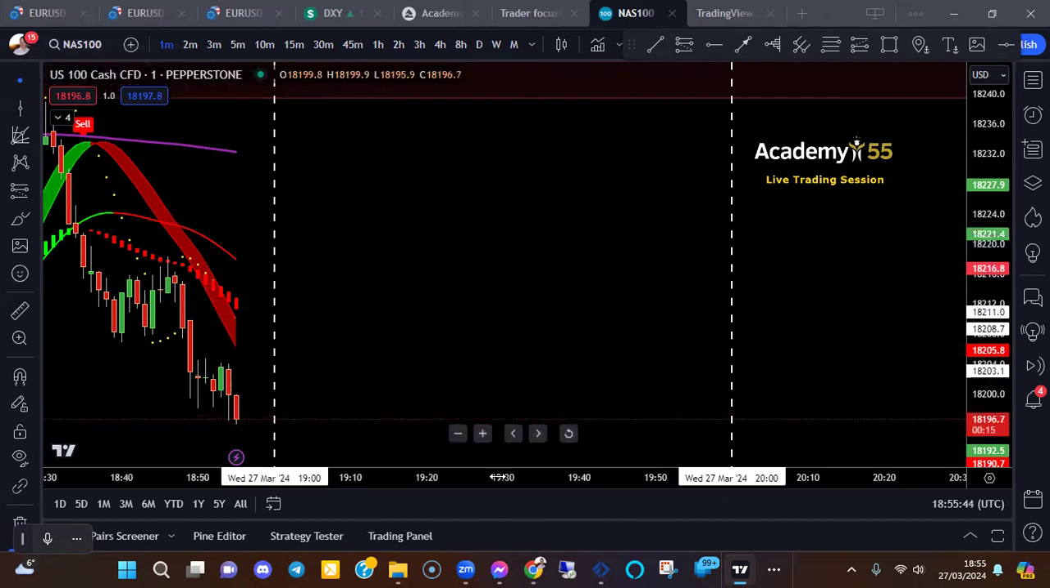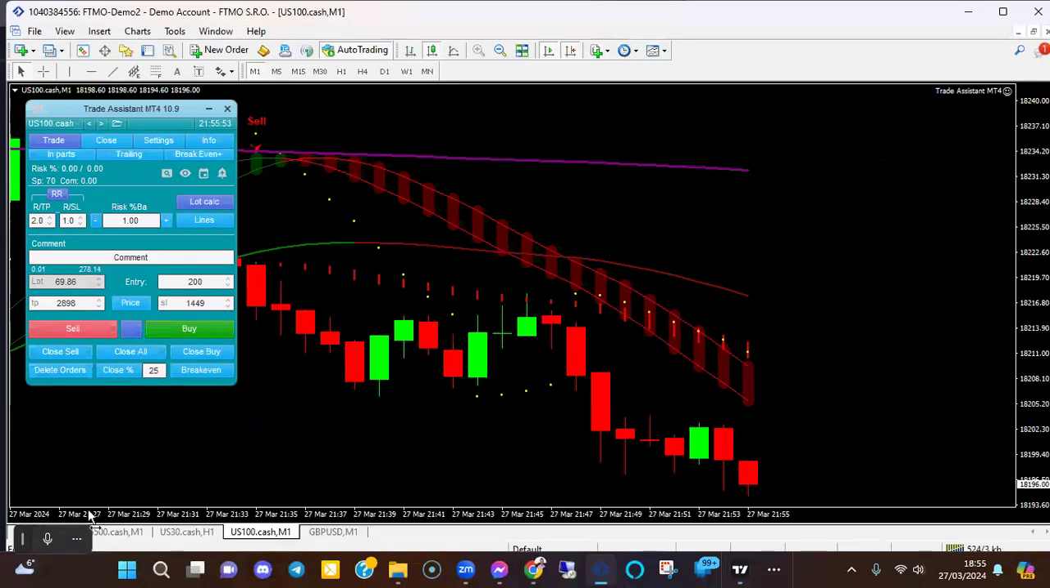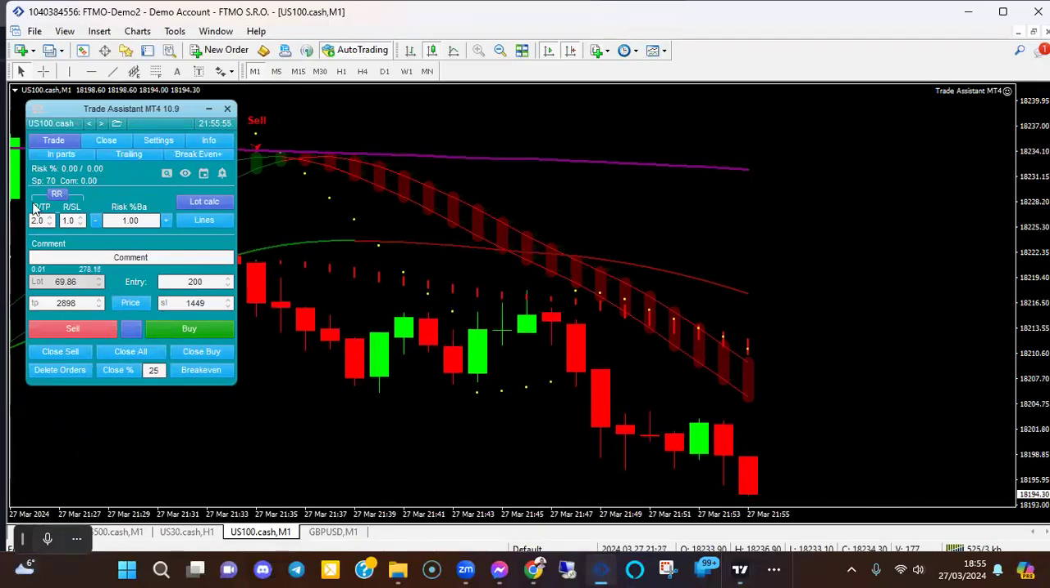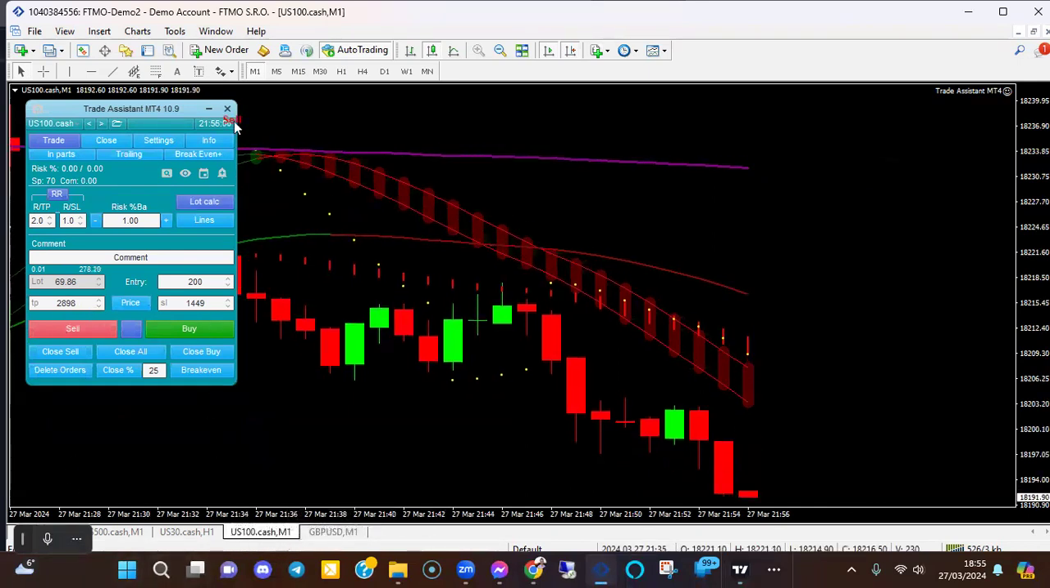Just time to do a little bit of housekeeping before we carry on. Make sure you have your MT4 or MT5 switched on and your trading assistant ready. You are on the US 100 cash, on the 1 minute time frame. It's all looking good there. We've got our Academy 55 indicator on, and make sure your risk reward is in purple, your lot calc is in purple, and this button here is in purple in case you want to close all trades. So that's a bit of housekeeping done.